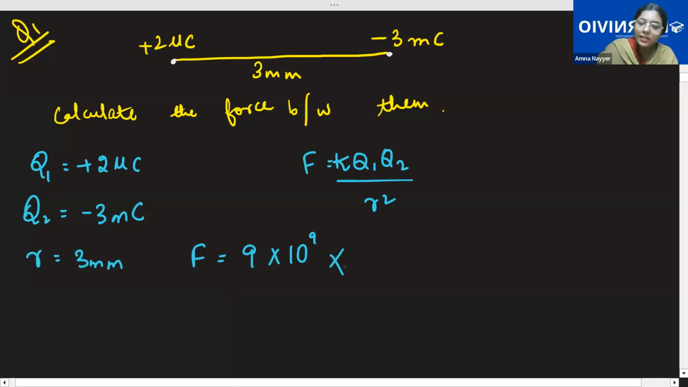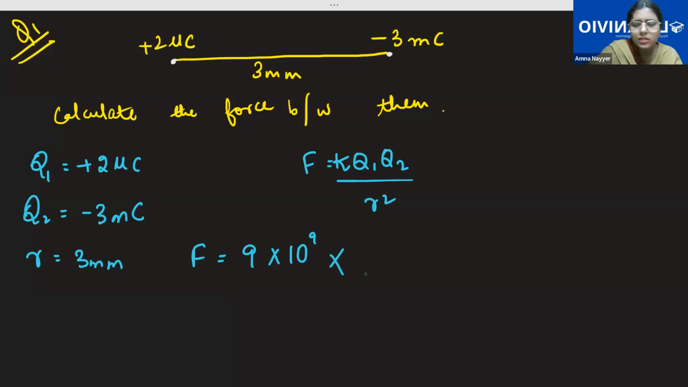Safrina, you were telling me the charges. Now properly tell me, Safrina, what charges should I write? Formula based question. Now tell me the exact value. 2 into 10 raised to minus 6 and 3 into 10 raised to minus 3. Yes, very good. Now you're right, Safrina. You got it. Now it's correct.